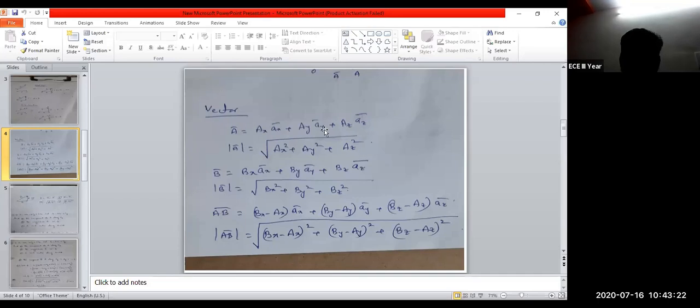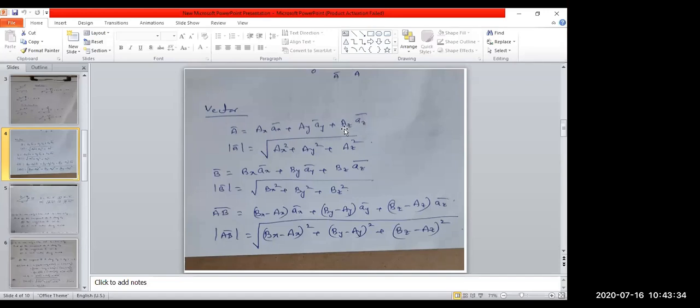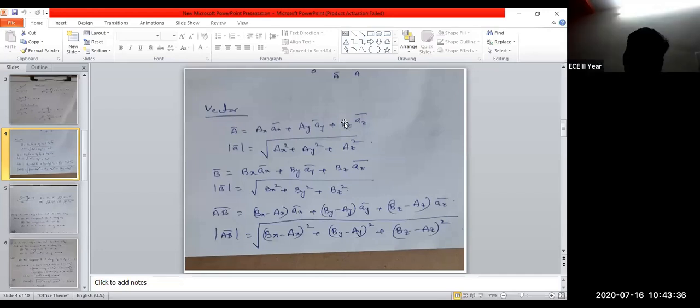If anyone asks the question, sir, what is the component of A bar vector along the Z axis? It means AZ. Component means its magnitude. Here I had given it as AZ, but I can take it as some values, like 3AX plus 5AY plus 8AZ. Sir, what is the component of A bar along the Z axis? 8. If it is 8, it is 8.